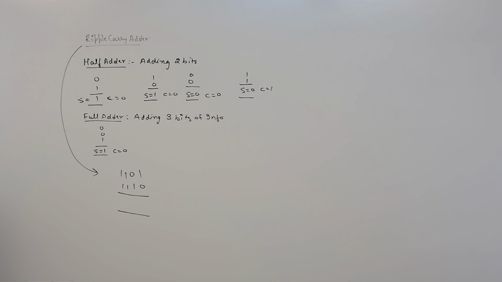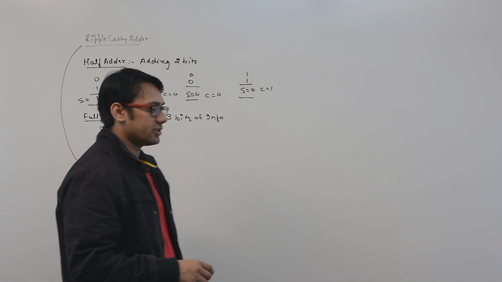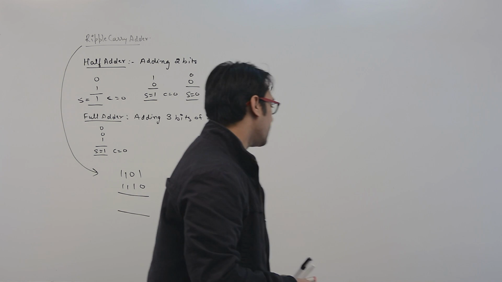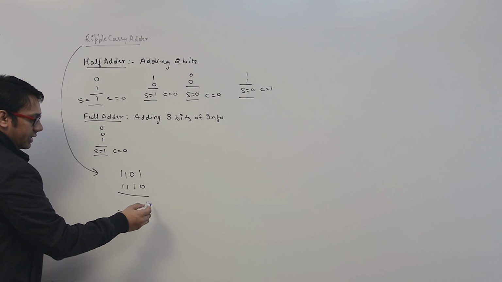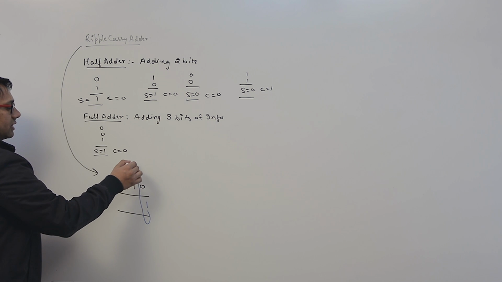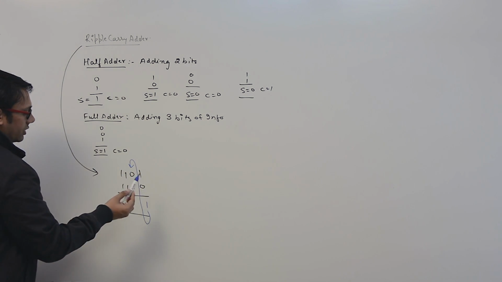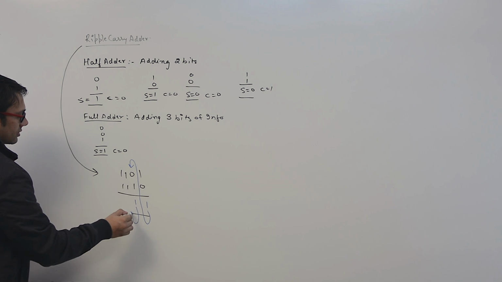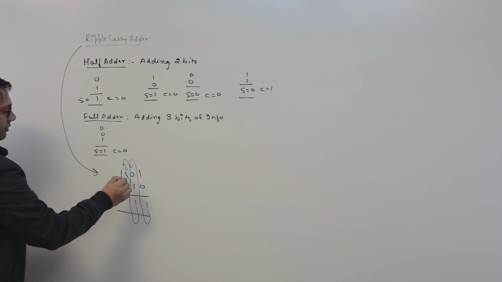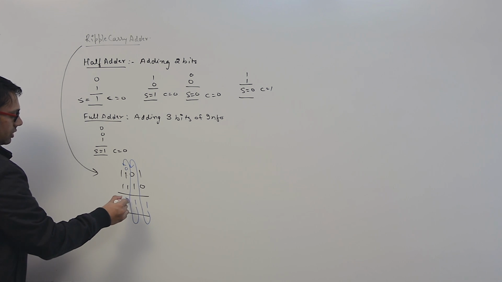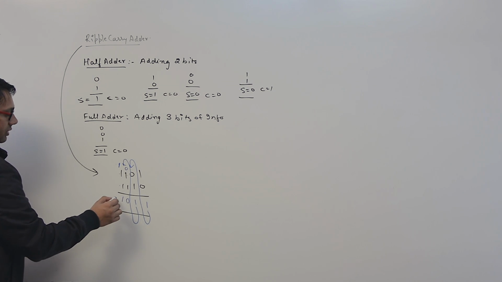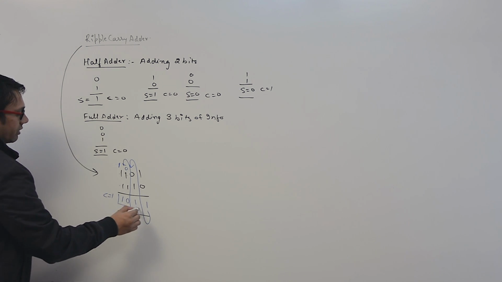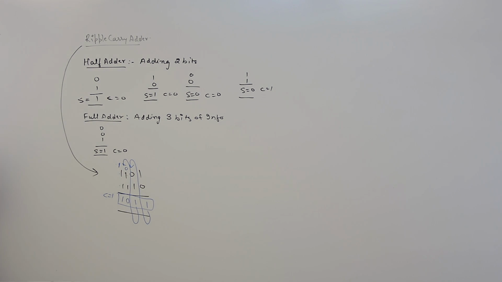Now here the problem is, they are dependent on each other. What do I mean by the dependency? If you add 1 and 0, then the sum is 1 and the carry is 0. Whatever carry you generate, you are going to give that carry as input to the next position. If you add 1 and 1, then the sum is 0 and the carry is 1. If you add 1 and 1 and the incoming carry, then the sum is 1 and the carry is 1.